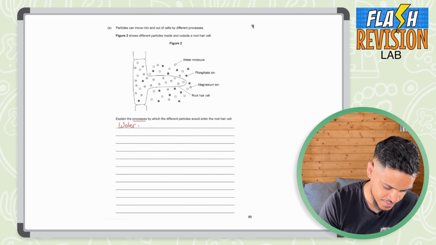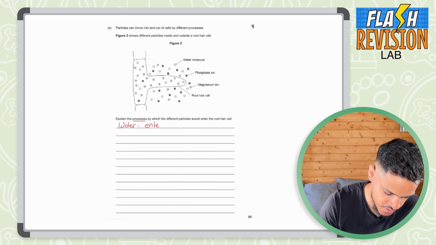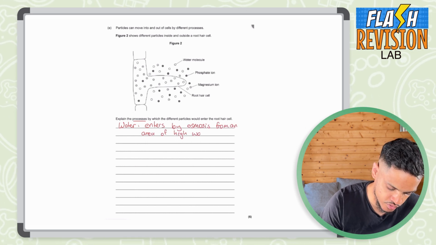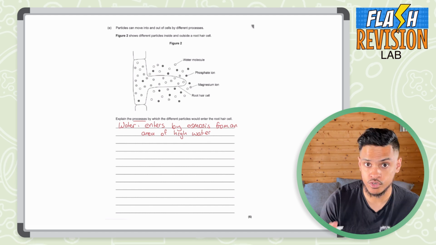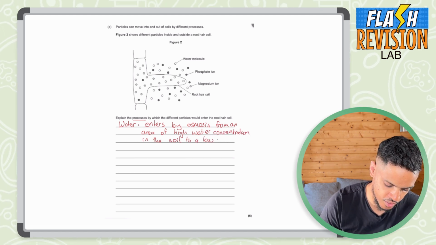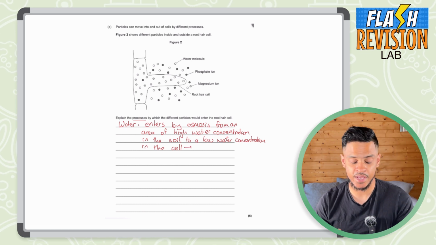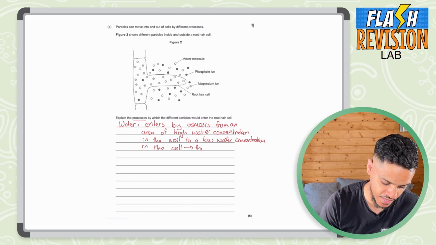So water, we can say, enters by osmosis from an area of high water concentration, which is basically a solution, in the soil to a low water concentration in the cell. And remember, this occurs through a partially permeable membrane, so let's mention that as well.